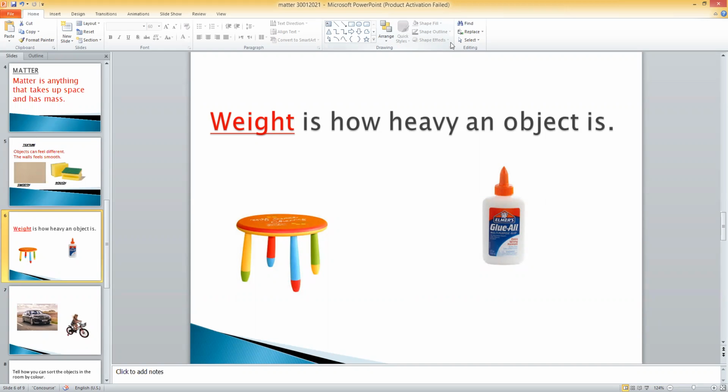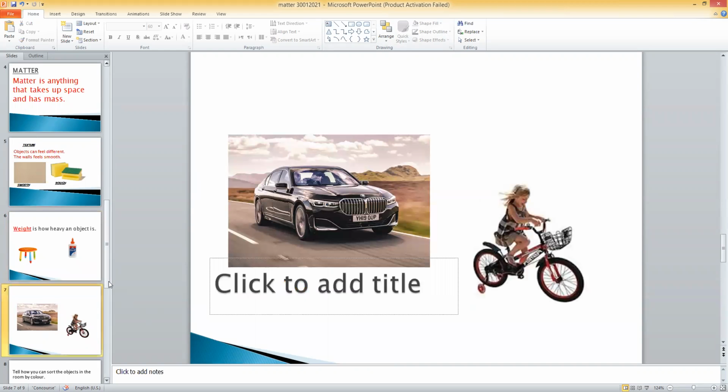Now look at this. I have a table and a glue. In your mind, which one is heavy and which one is light? The table is heavy. The glue is light. I have another example here. I have a car and a bicycle. Which one do you think is heavy and which one is light? The car is heavy and the bicycle is light. Do you understand? Let's do our table and our book. Our table is heavy while the book is light.